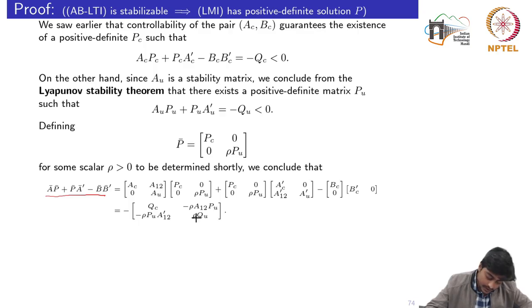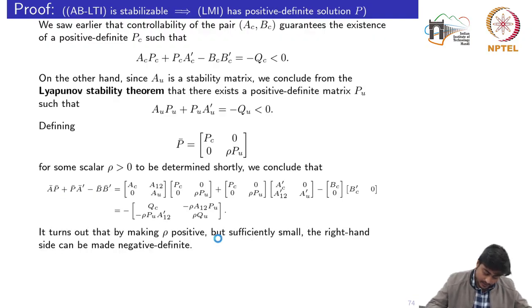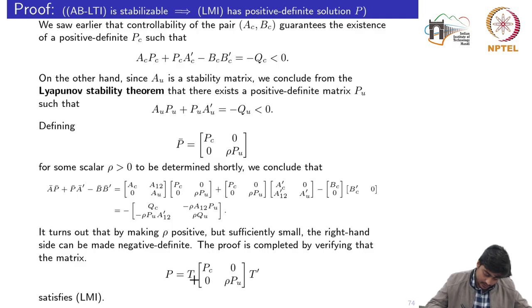Now I can choose rho a very small value, which is already positive, such that the diagonal elements would be positive. If it is positive and it is symmetric, then the entire matrix would be a positive definite matrix. And this positive definite matrix can be written as given in the main result.